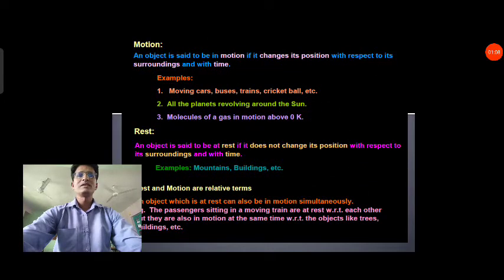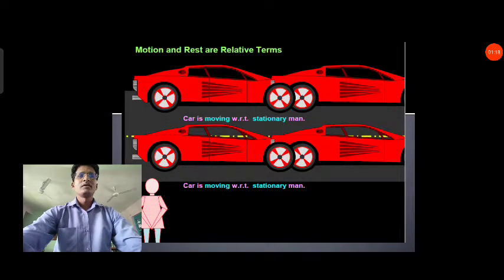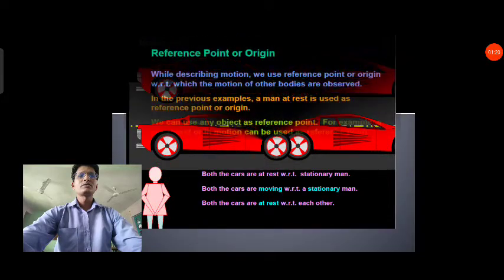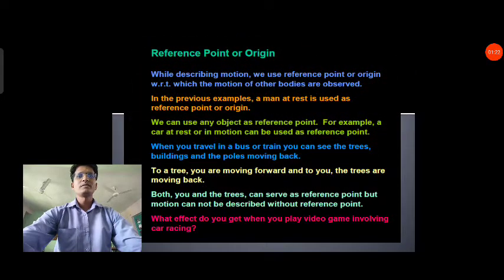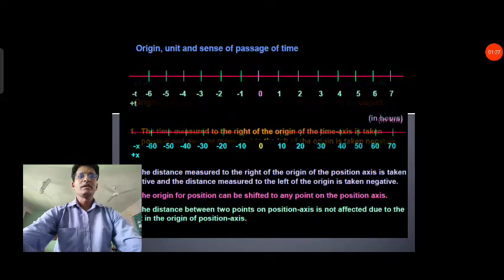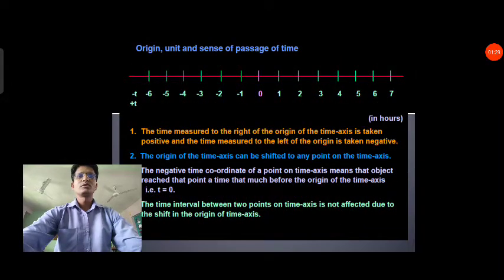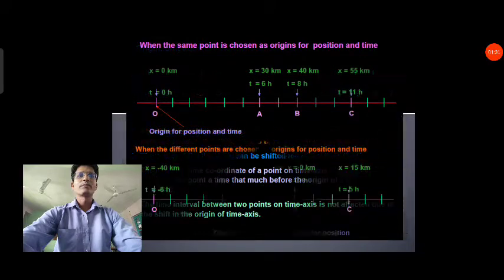What is motion? What is rest? In motion, the body changes its position. In rest, the body will not change its position, and both are relative terms. The reference point means the origin point, and uniform motion will always give us a straight line.